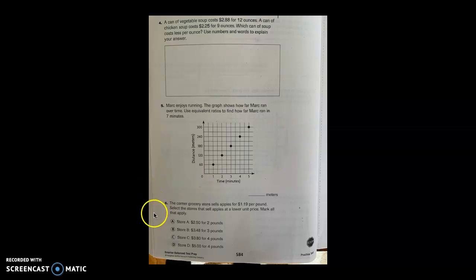Question number 6. A corner grocer sells apples for $1.19 per pound. So $1.19 to 1 is the unit rate. So divide to find unit rate for each of these. Again, it's going to take you a whole page. Take 250 divided by 2 to get the unit rate and see if it is lower than 119. Do the same thing for each one.